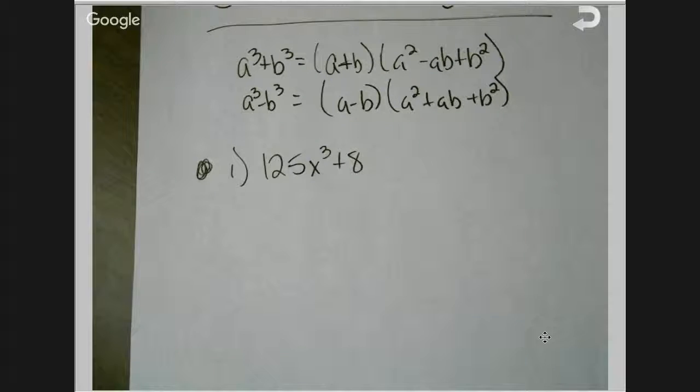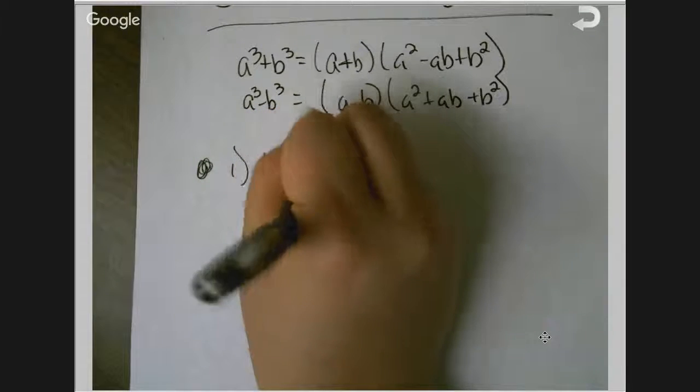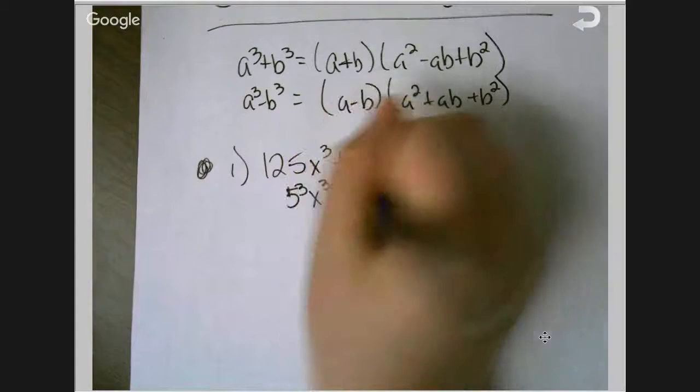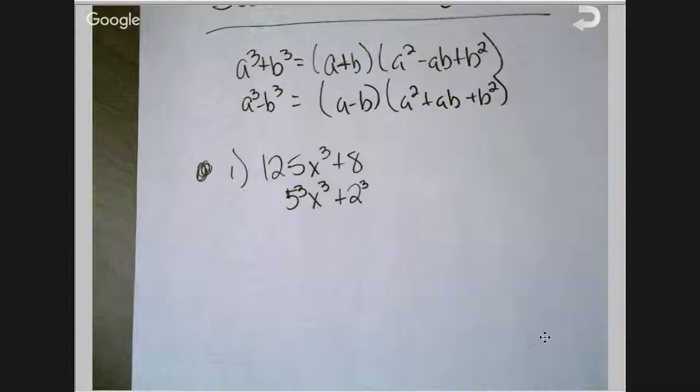125 in terms of to the power of 3 is 5 cubed. So this is basically saying 5 to the power of 3 times x to the power of 3, plus 8 is 2 to the power of 3. Everything in there has to be able to be written in the form of to the power of 3. If that 125 was even a 124, even off by one number, it doesn't have a perfect cube root, so you cannot do the method. You cannot factor it.